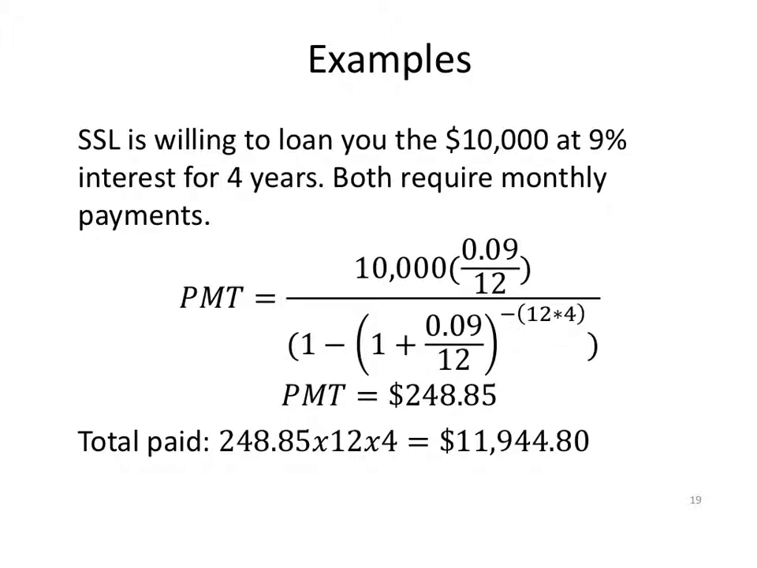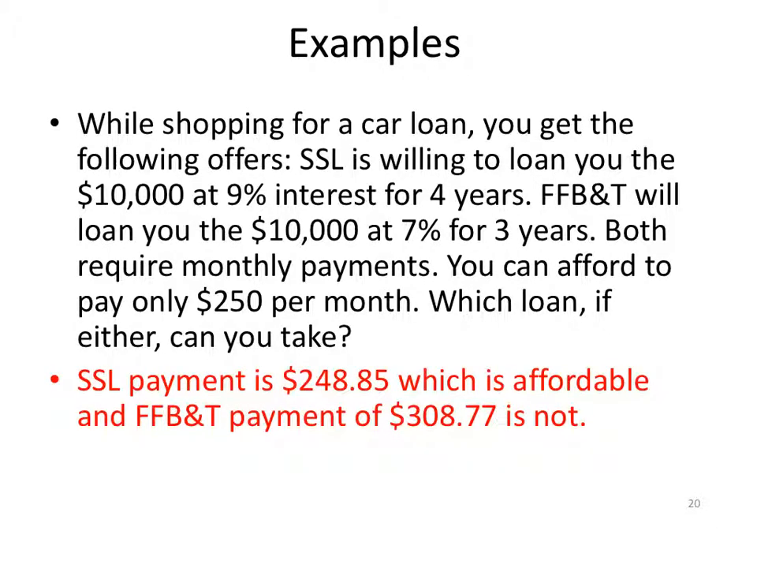Here's the difference. Yeah, you're paying less each month, but it's for a longer period of time. So you actually end up paying more in the long run because you can afford the payments in the short term. So, while shopping for a car loan, you get the following offers. State Savings and Loan, the payment's $248, which is affordable. First Federal Bank and Trust, unfortunately, is not.